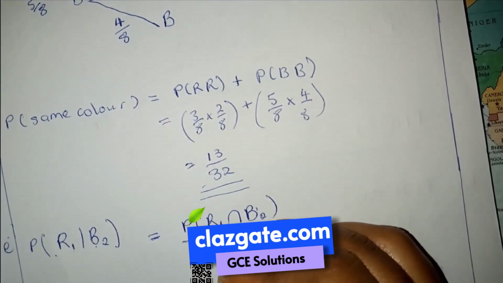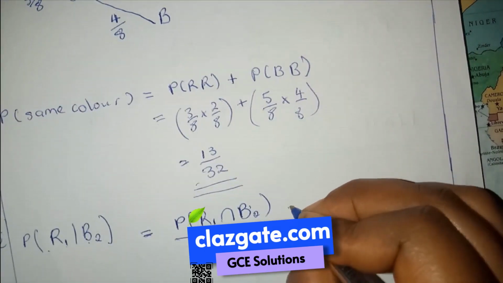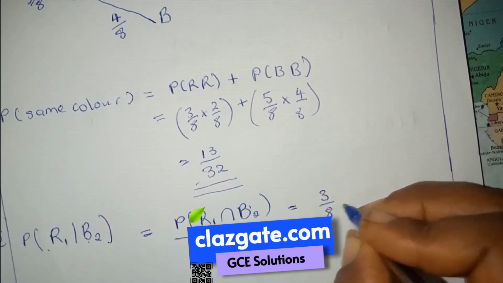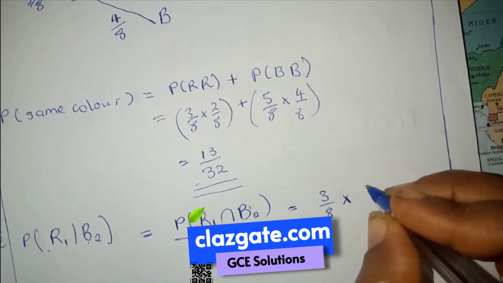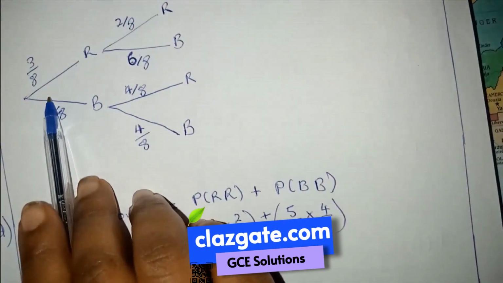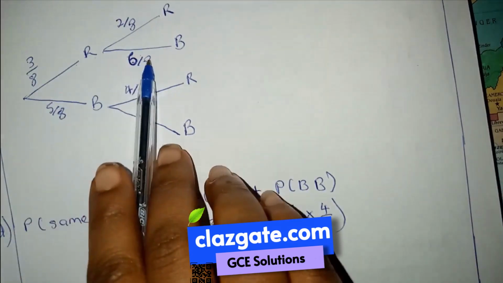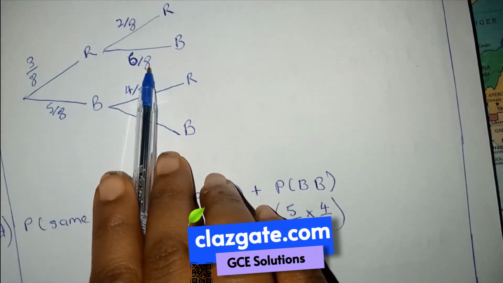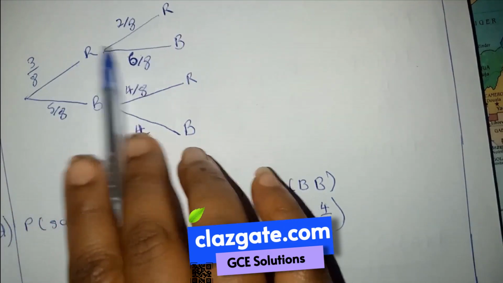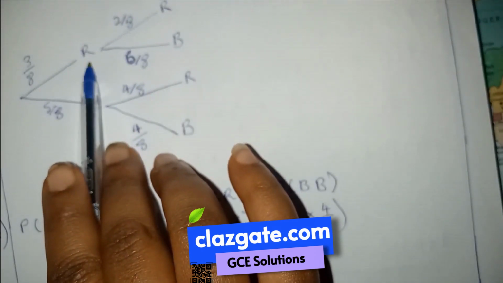Divided by the denominator. That's divided by the probability of blue. So we're having 3 on 8. That's from the table, from the tree diagram. The probability that the first ball is red is 3 on 8. The probability that the second ball is blue is 6 on 8, in this same branch. We're not going to the other branch because they say the first ball is red.